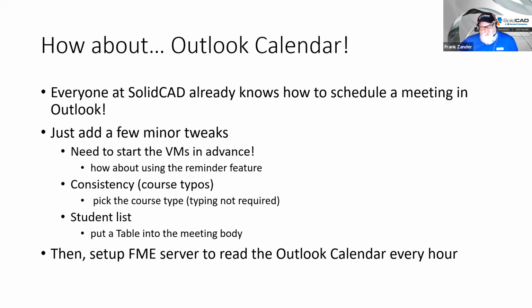Consistency, typo errors. Well, how are we going to do that? Well, a pick list, a student list. How are we going to do that? Well, we put a table into the meeting body. And then finally, we set up FME Server to read the Outlook calendar every hour.